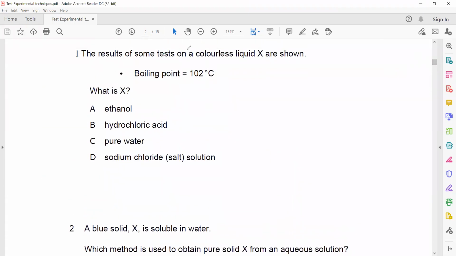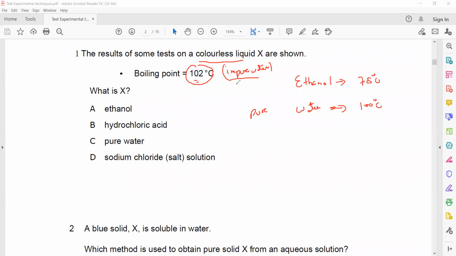So the first question: the result of some tests on a colorless liquid are shown, and the boiling point of the liquid is 102. The thing which you should remember is the boiling point of ethanol. We already did that example, it is 78 degrees, and the boiling point of pure water, if water is pure, is 100 degrees centigrade. But this is not having a boiling point of 100, it is higher than 100, so it means this is the boiling point of impure water.